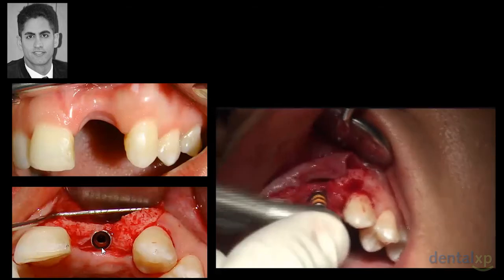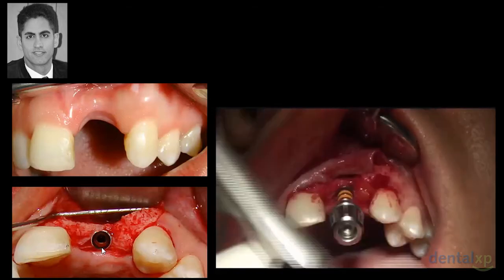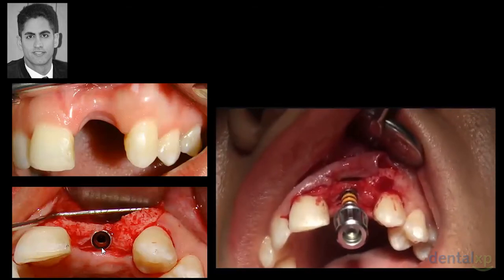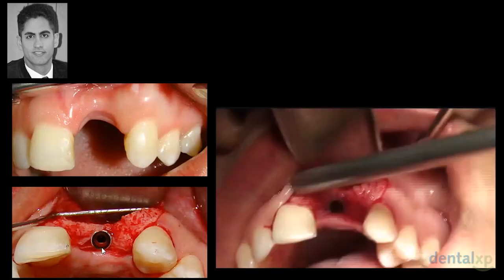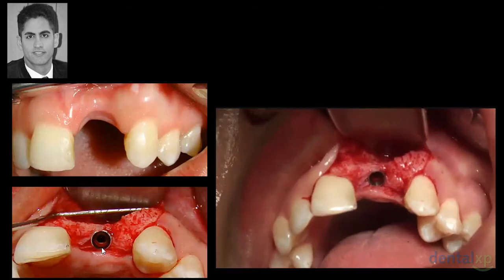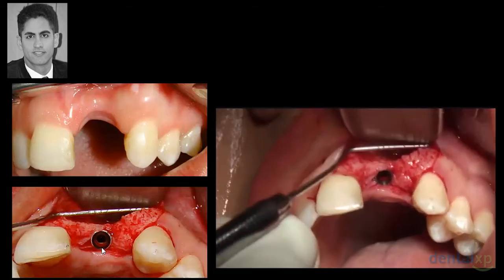What is the advantage of the titanium mesh? Well, titanium mesh is not a membrane. It's a rigid barrier which is going to maintain this space for us, which is very important for bone formation in that specific period of time.